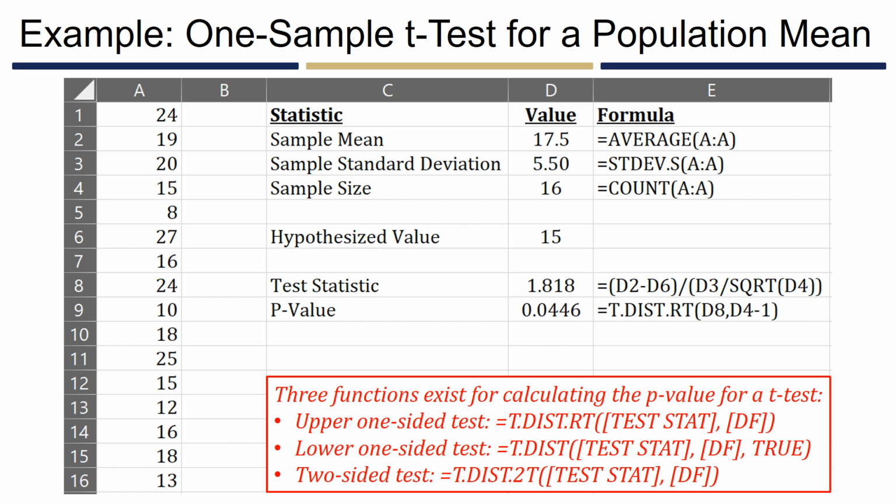Now in this case, by using t.dist.rt, we see that the area up above 1.818 in a t-distribution that has 15 degrees of freedom is 0.0446.